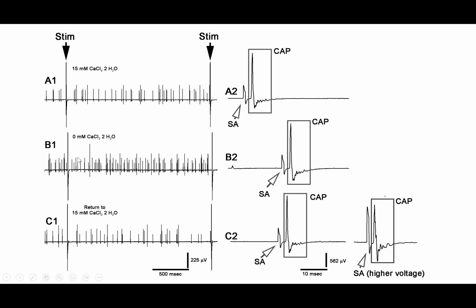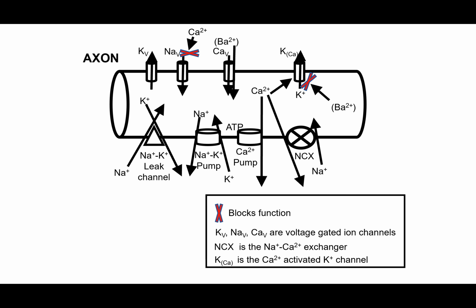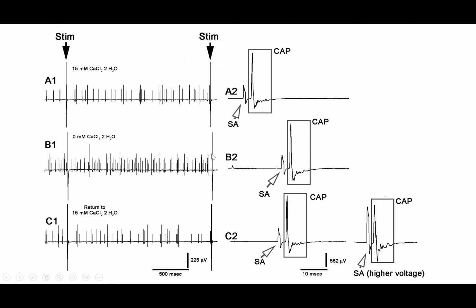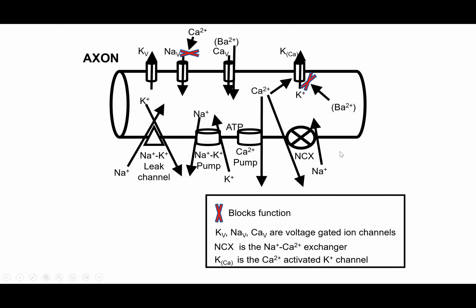This is zero calcium. Look what happened. The background activity increased. The compound action potential really didn't change that much, but we got a lot more spontaneous activity. So that's kind of interesting. All right, so what's happening here is that in low calcium, we got this increased activity. It didn't really change the shape of the action potential that we stimulated.